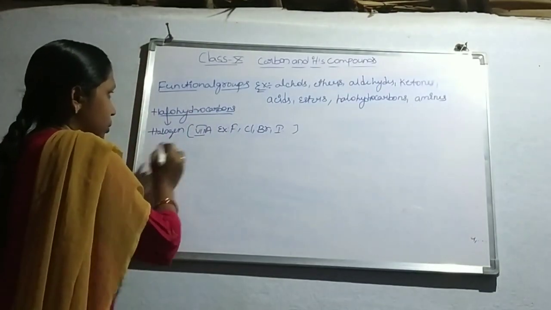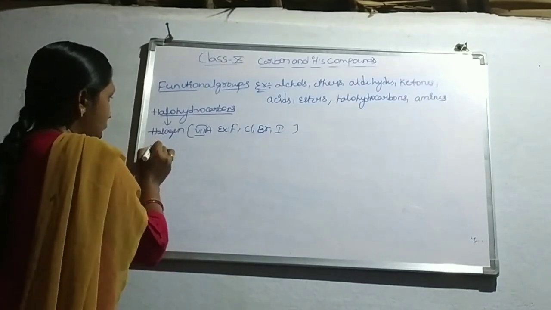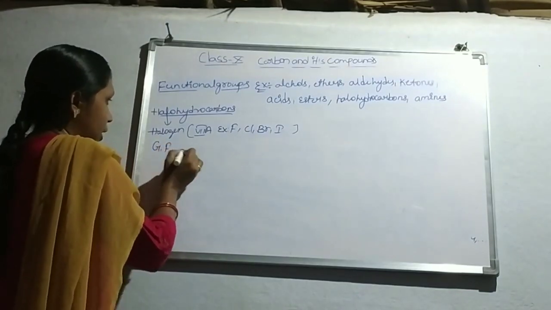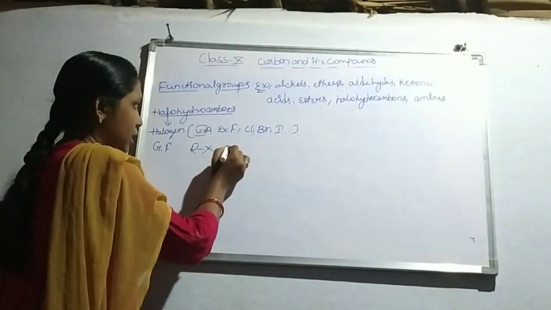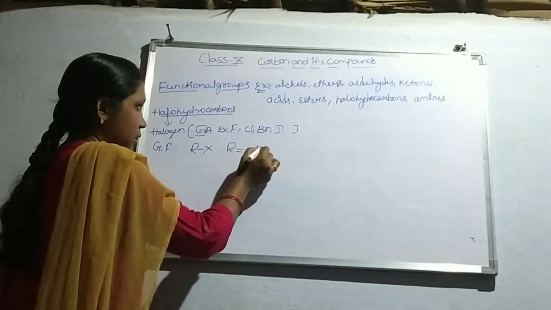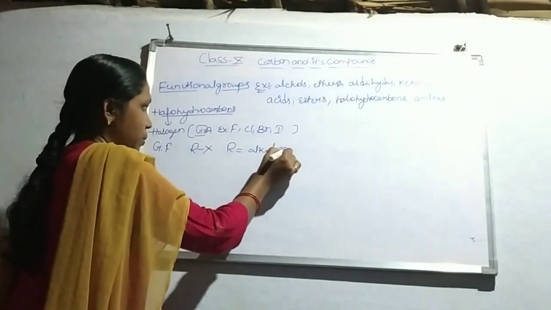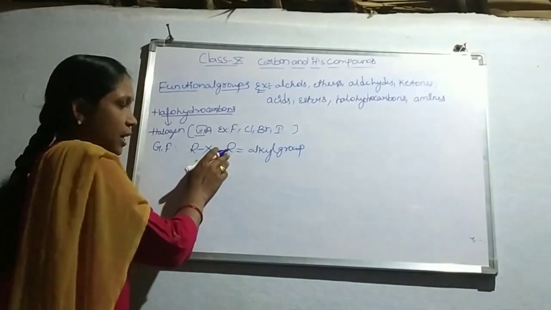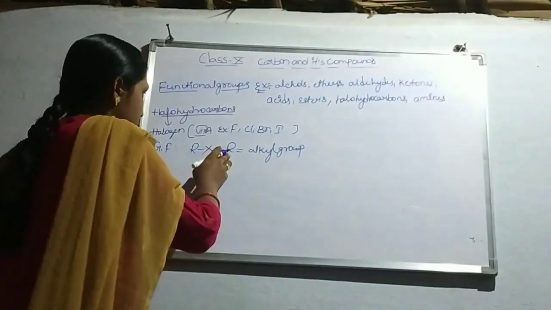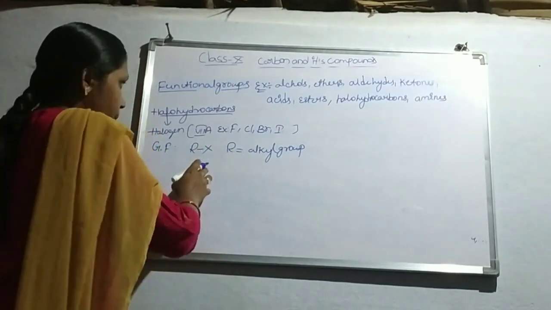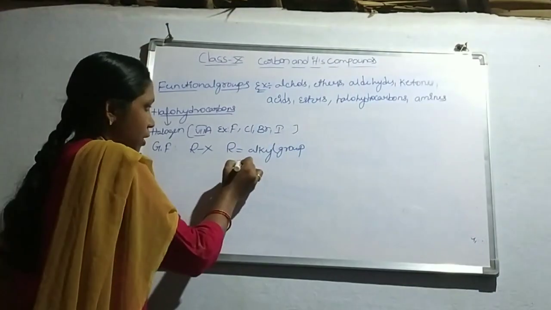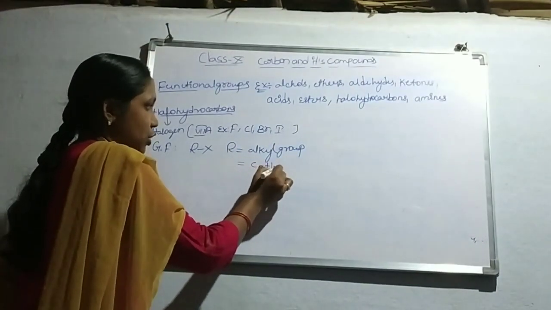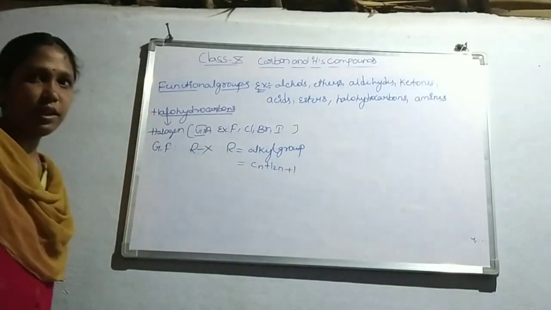Okay, and here, the general formula of halohydrocarbons is RX, where R is known as an alkyl group, that means a hydrocarbon chain, and X is a halogen. Here R has a general formula CnH2n+1.